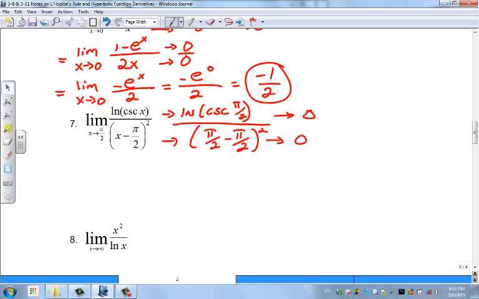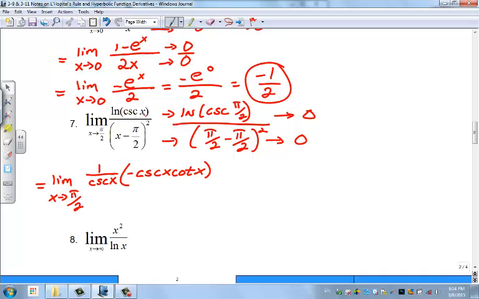Ooh, this one's a toughie, right? It's not as easy as the rest. So let's go ahead. This is the limit as x approaches pi over 2 of the natural log of cosecant of x. So that's equal to 1 over cosecant of x times negative cosecant x cotangent x. That's the derivative of that, right?